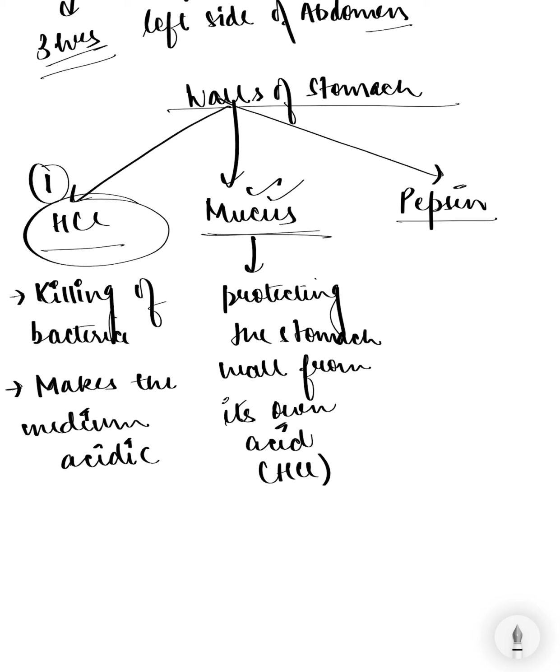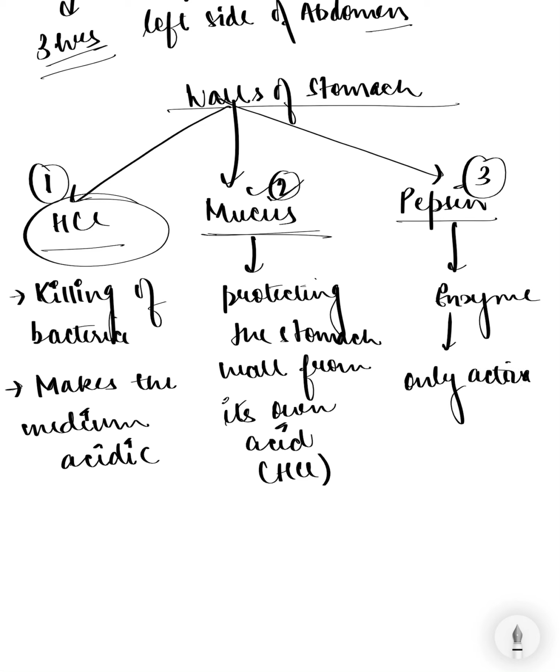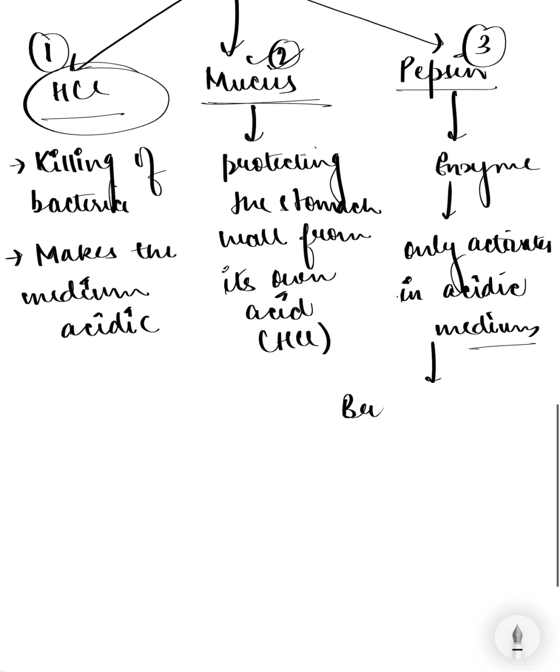Right? Now third is the pepsin. Pepsin is an enzyme. It only activates when the medium is acidic. Now what is the function of pepsin? Pepsin helps in the breakdown of proteins. This is the function of pepsin. It helps in the digestion of proteins.